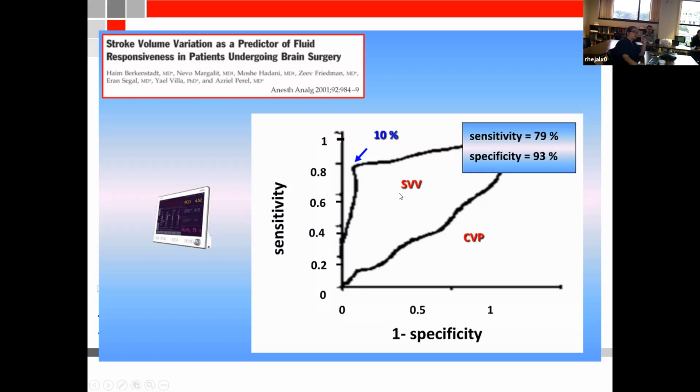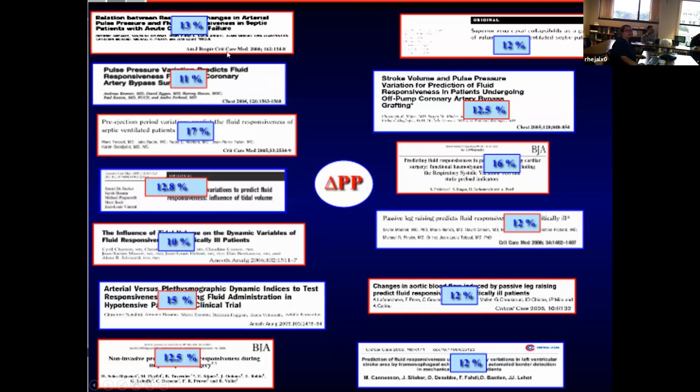If you look at the stroke volume variation, it's 10%. So pulse pressure variation of about 13%, stroke volume variation is 10%. But again, I don't want to make you remember anything really, because every paper defines things differently. So for us, anything of 10% on stroke volume variation will be considered positive.